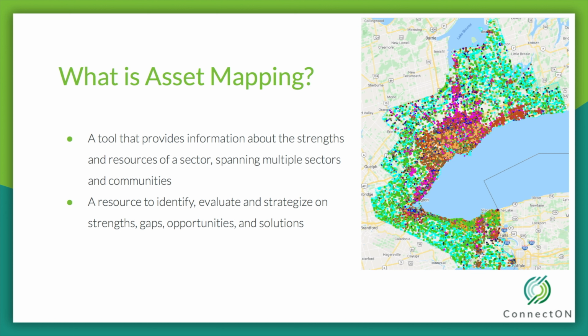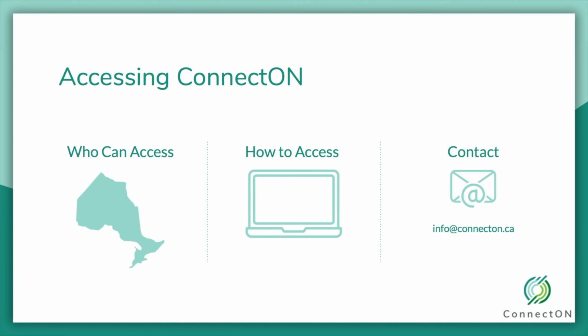With an understanding of what ConnectON is and its background, let's define asset mapping. Asset mapping is a tool that provides information about the strengths and resources of a sector, spanning multiple sectors and communities. This makes asset mapping a resource to identify, evaluate, and strategize on strengths, gaps, opportunities, and solutions. In essence, asset mapping is when assets are inventoried and depicted on a map.